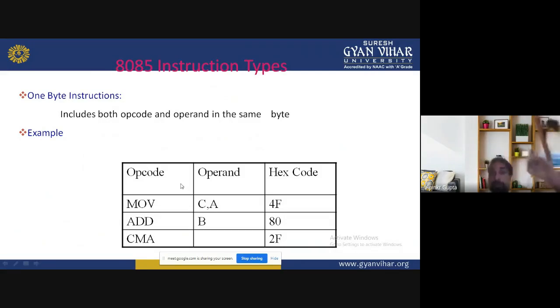In microprocessor, we are writing the program in assembly level language, and we are converting these instructions into the hex code. So MOV C comma A, we convert this code into hex code. Its equivalent is 4F. So it is hexadecimal. One hexadecimal digit contains 4 bits, so it is 8 bits. So it is a 1 byte instruction.